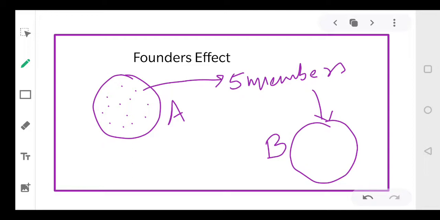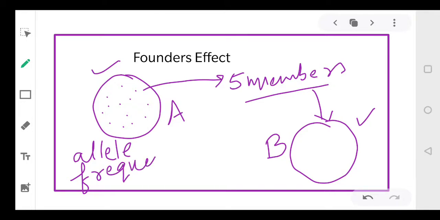Okay? So here our population was A. Some members from here went away and they started living at another place. They established another place and they formed a new species which is called B. Okay, which is called B. Now since 5 members have left this population, the allele frequency will change here. Okay everyone? Because 5 people have left, the allele frequency will change.